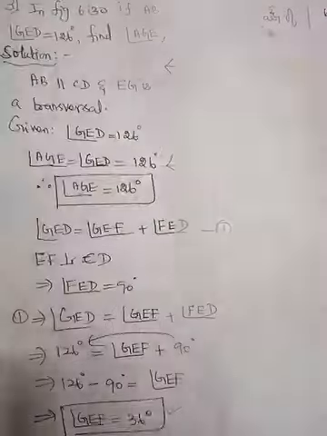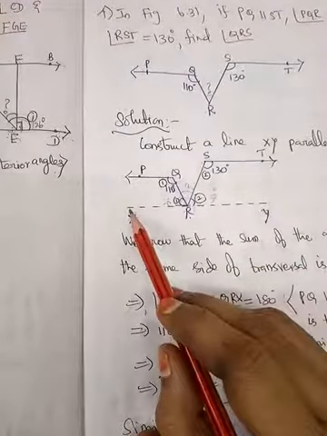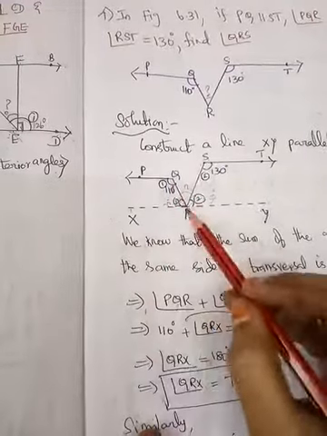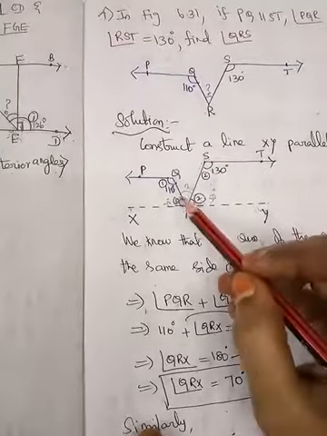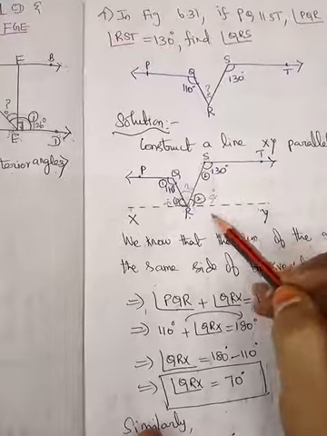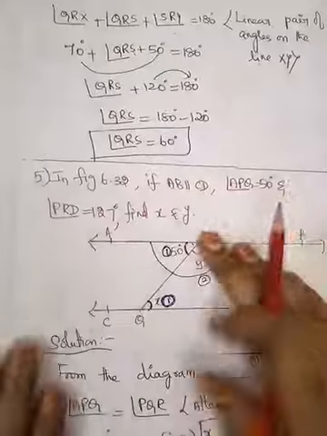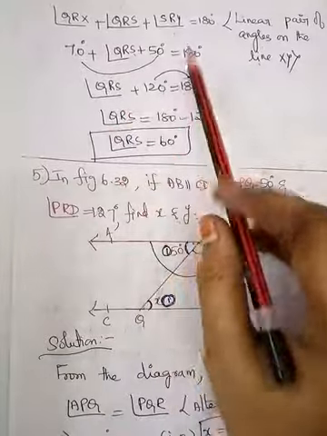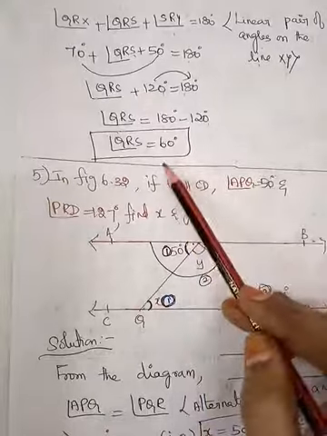Clear? Once again, this is a straight line angle. So angle QRX plus QRS plus SRY equals 180. This is 70 plus angle QRS plus 50 degrees equal to 180 degrees. So angle QRS, these two added, you will get 120, equal to 180, or angle QRS equals 180 minus 120, that is 60 degrees.